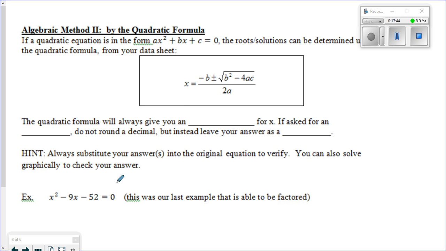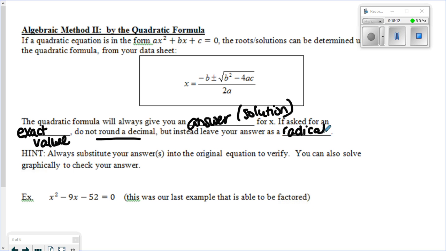So the quadratic formula will always give you a solution for x. If asked for an exact value, do not round to a decimal, but instead leave your answer as a radical. So in one of the questions, we'll see this happen. Usually you like to give me a decimal value, but if it's asking you for an exact value, leave it as a radical, even if it looks pretty funky.